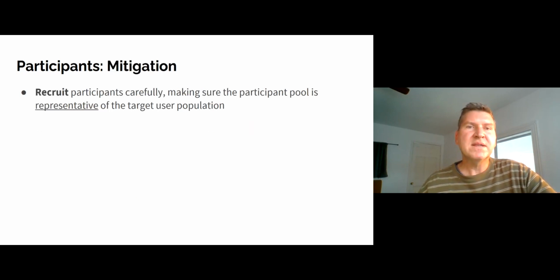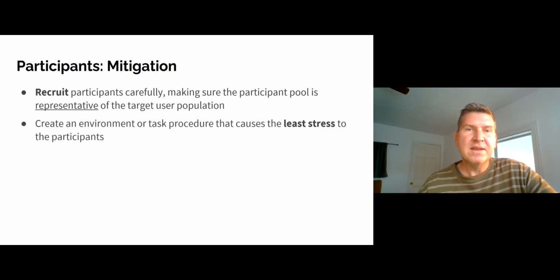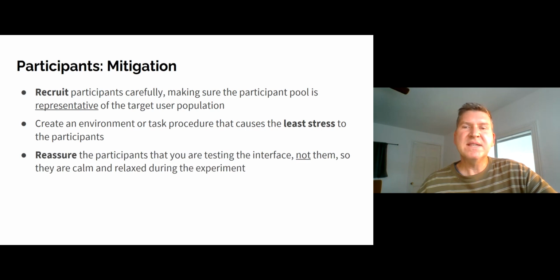So here's some ways in which we can mitigate this. Again, we want to make sure the participant pool is representative of the target user population. And we want to make sure we create an environment that does not induce stress. It's helpful to say you're testing the interface and not the people because people get frustrated if they're not performing well. They don't want to look bad and they don't want to embarrass themselves or the experiment.